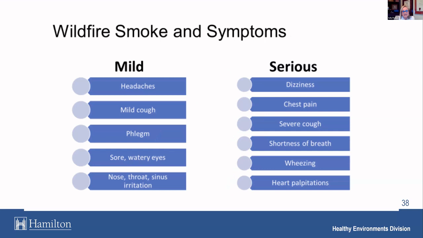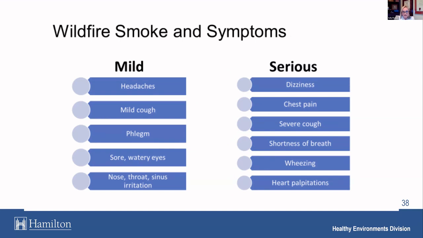So what are some of the symptoms associated with exposure to wildfire smoke? There are milder symptoms that are more common, which include headaches. They include a mild cough, phlegm production, watery, sore eyes. They include nose, throat, and sinus irritation. Typically, if one is experiencing these milder symptoms, they do not require any medical intervention. They will just go away on their own once you remove yourself from that exposure.